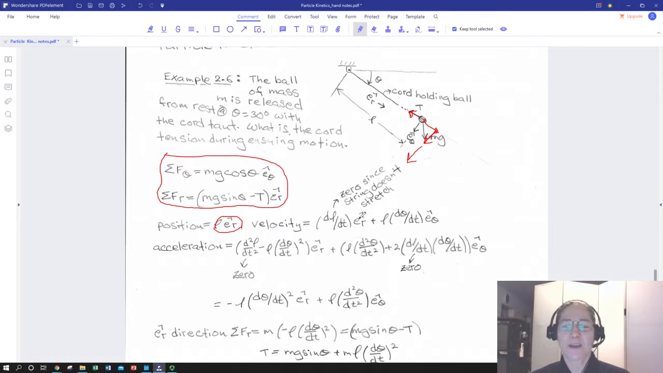So just like we found that the time derivative of r hat was theta dot times theta hat, the time derivative of theta hat is negative theta dot times r hat. So same thing, it's perpendicular, but going in the other direction. So that ends up over here. So if I collect all of those terms together and collect r hat and theta hat terms, because I'm going to want to compare them to these forces up here, I end up with this full expression for acceleration.